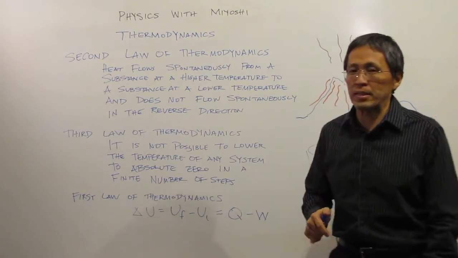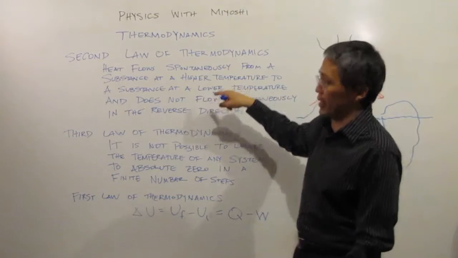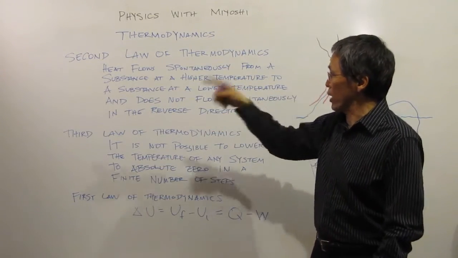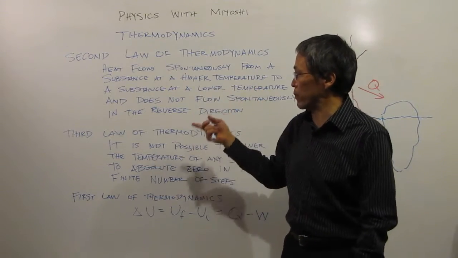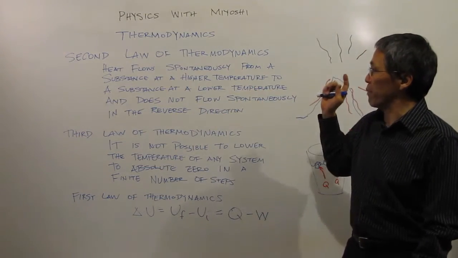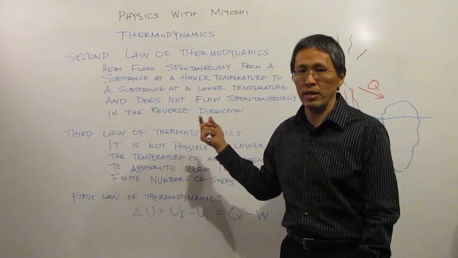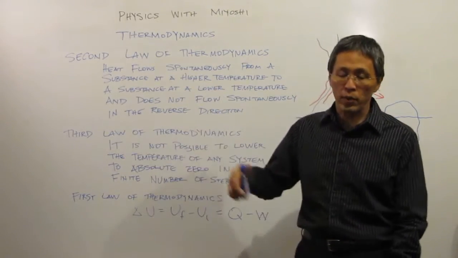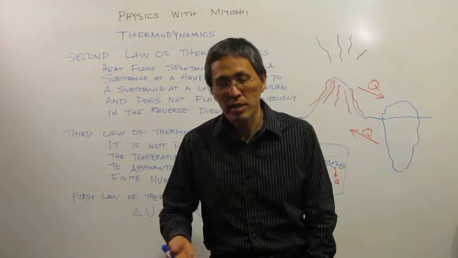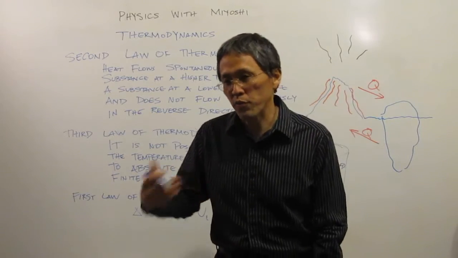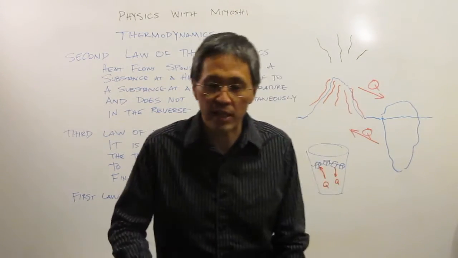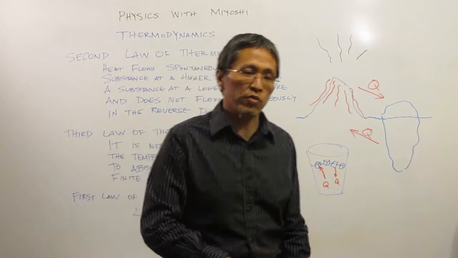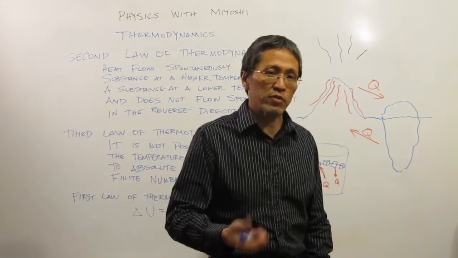The second law of thermodynamics says that heat flows spontaneously from one substance that's at a higher temperature to another substance at a lower temperature. And this never flows the other way around. It never flows from cold to hot. So when you get cold feet in the morning, it's not because your feet get the cold from the floor. It's because your feet are giving up their heat to the floor, and that makes you feel cold.